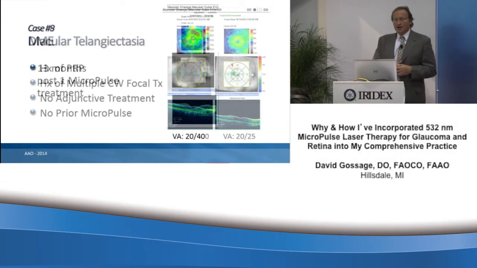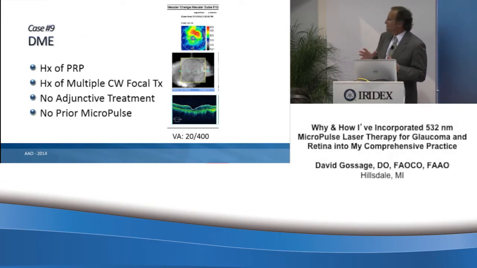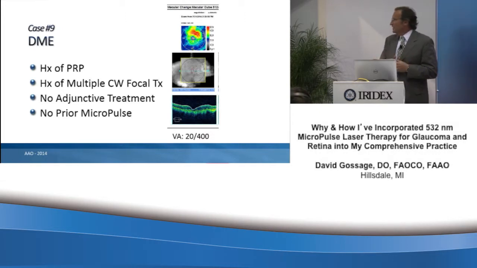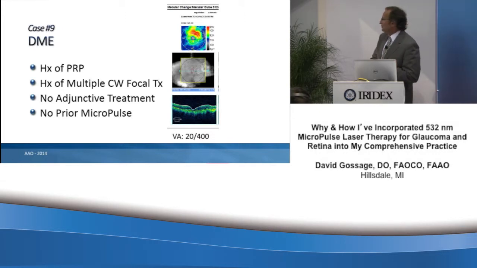Here's another case of diabetic macular edema. This patient had a history of proliferative diabetic retinopathy, had PRPs in the past, multiple continuous wave laser treatments, and multiple focal treatments with that. They had no adjunctive therapy and no prior MicroPulse treatment. We see a large patch of edema, visual acuity of about 20/400.